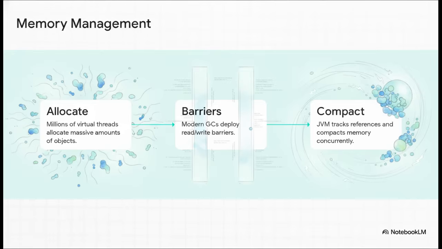And while all those millions of virtual threads are humming along, they are allocating massive amounts of memory objects. To handle this footprint seamlessly, modern garbage collectors like G1, Shenandoah, and ZGC deploy sophisticated read and write barriers. Basically, these are tiny pieces of extra memory management code that execute quietly behind the scenes. They allow the JVM to safely track references and compact memory concurrently without ever pausing your AI threads. This is exactly what keeps your latency low, even when the system is under incredible load.